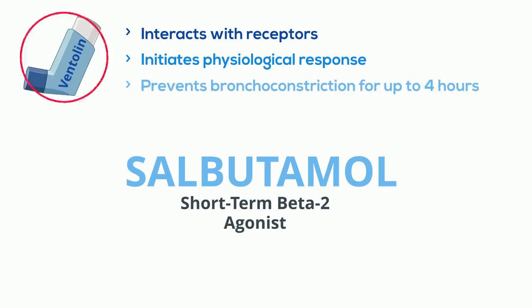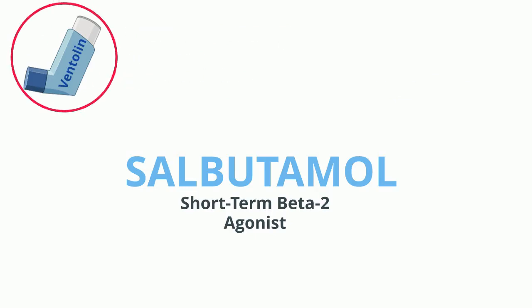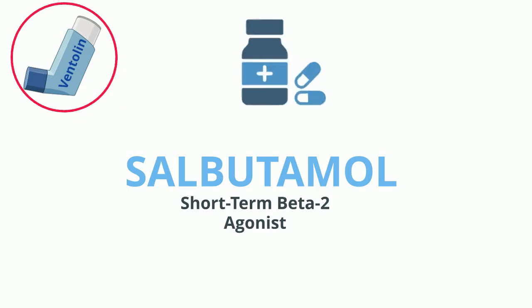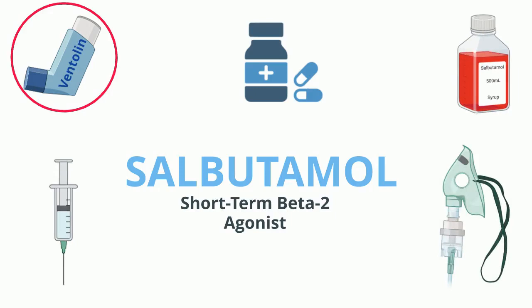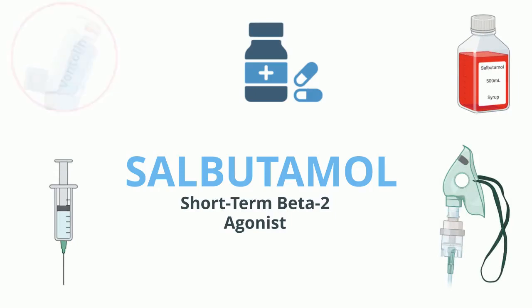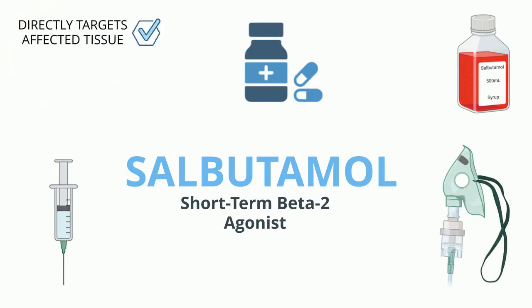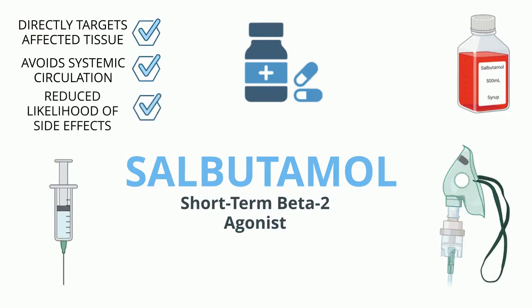It is most commonly administered via a small, handheld inhaler but can occasionally be administered as a tablet, syrup, intravenously, or through a nebulizer. However, the most effective means of administering this medication is via inhalation, as it directly targets the affected tissue and does not go into systemic circulation, reducing possible side effects.